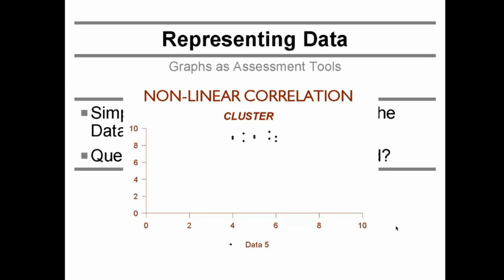Okay. You can also have something that is hard to express with a mathematical formula. It's a cluster correlation. All my data seems to be bunching up in one corner of my graph. They're definitely somehow related because they're starting to cluster. And I can see this visually quite well.